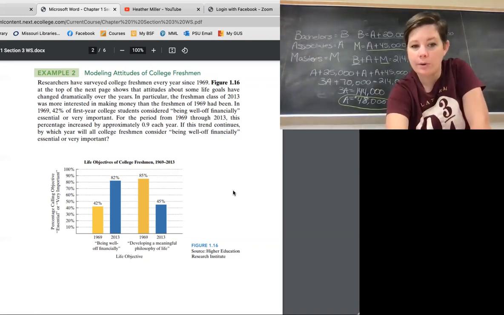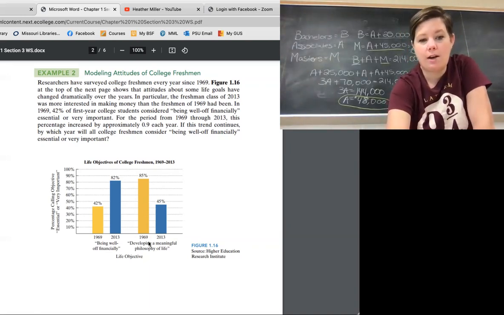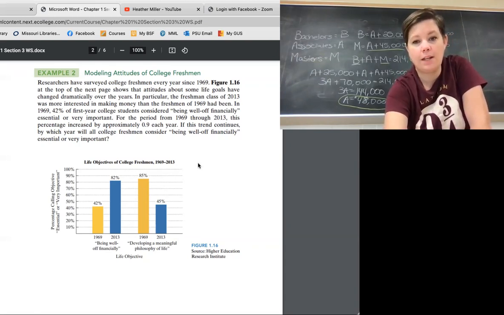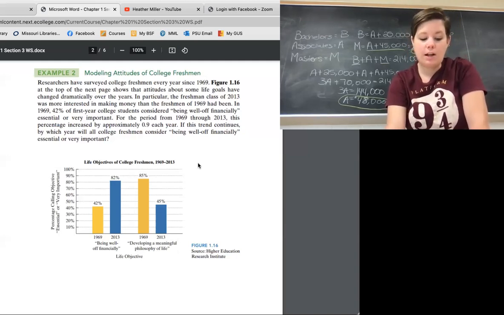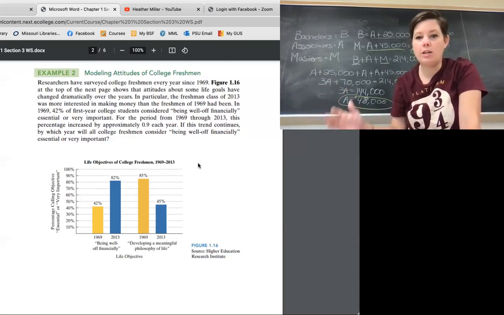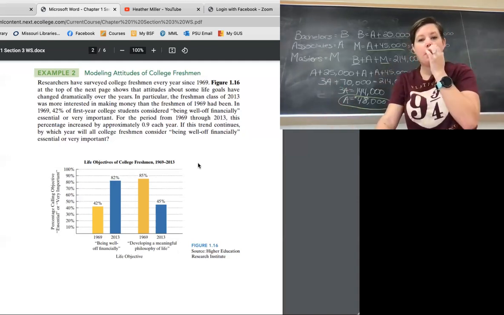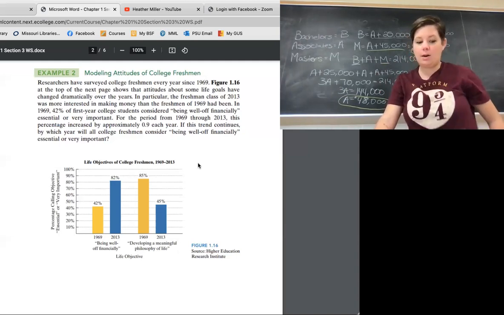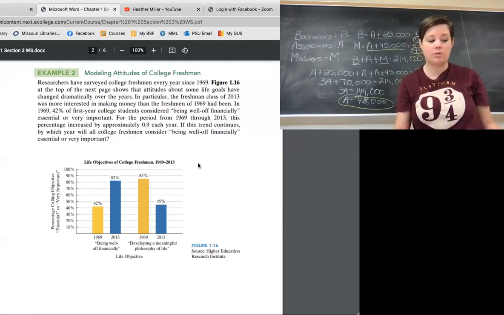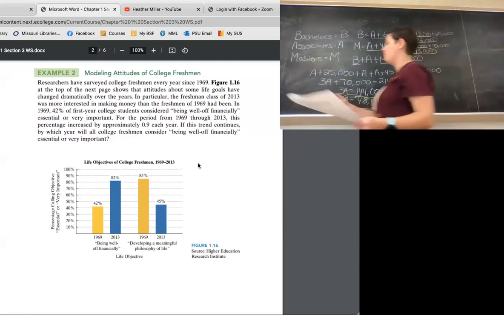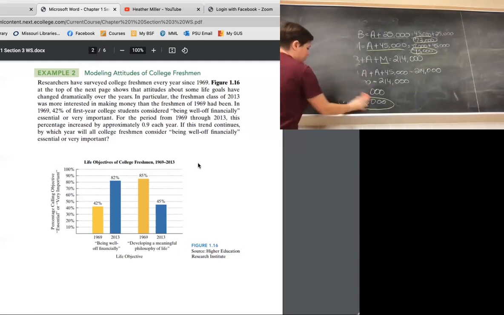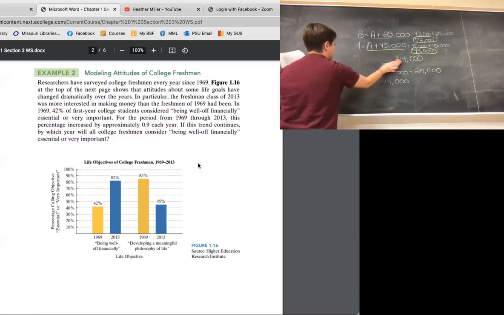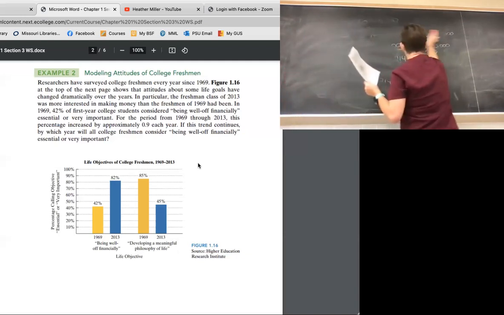So, based on the information that they gave us in the graph, we know that in 2013, 82% of incoming freshmen thought being financially well off was the most important thing. So they want us to find out at what point, in what year, if the trend continues, would all college freshmen think that way. Right now, 82% think that way in 2013. So at what year will they all think that way? So let's make some notes, because that's the best way to tackle any word problem, is to make notes based on the information that they give you and then write equations based on those notes.